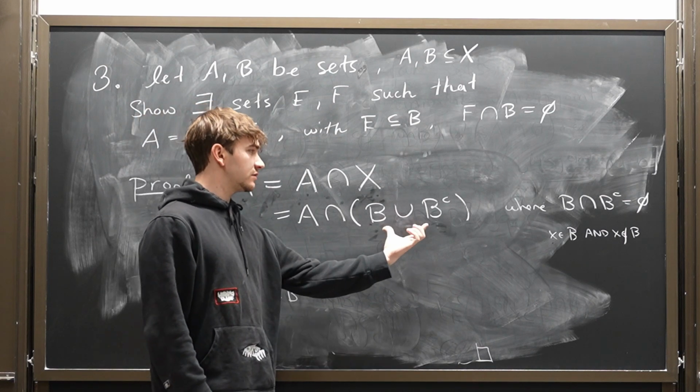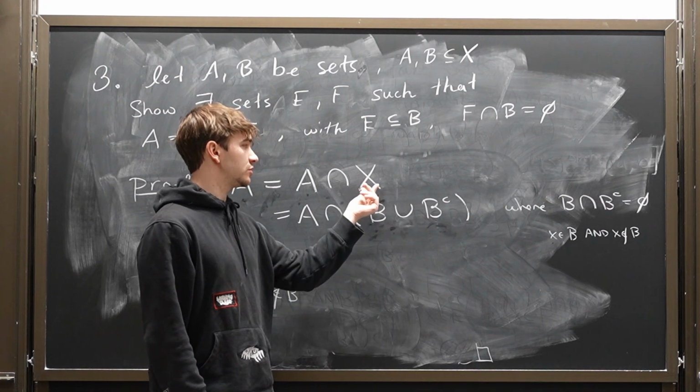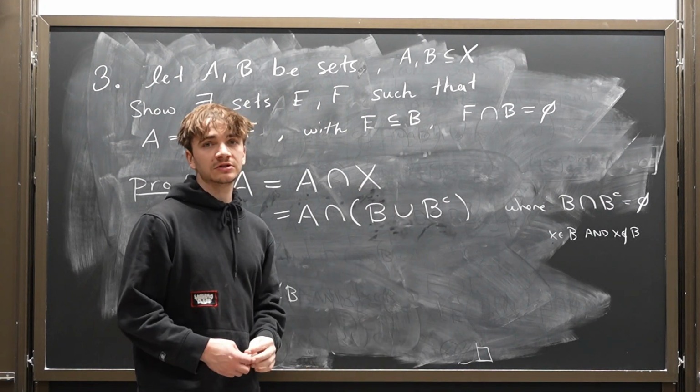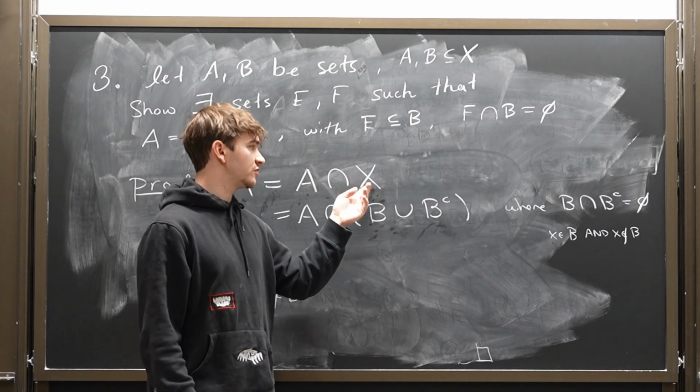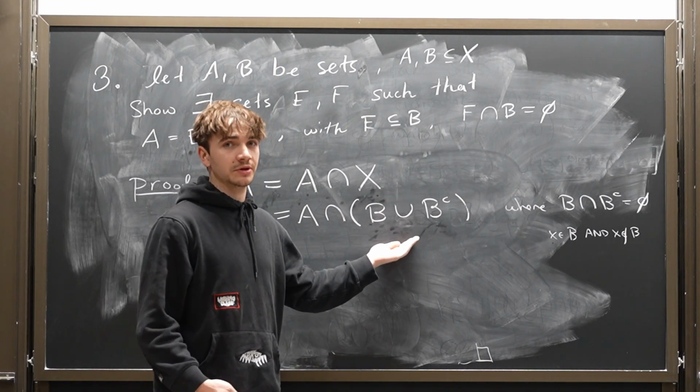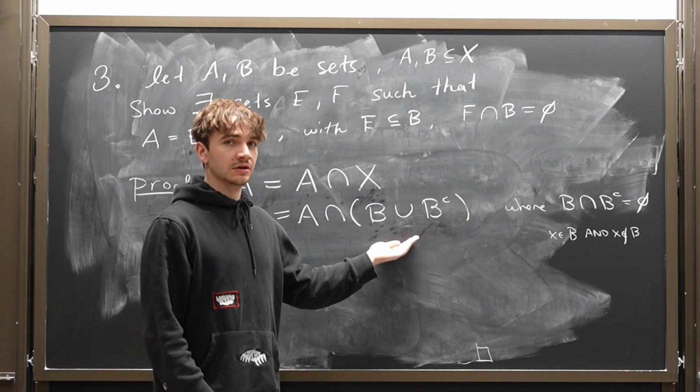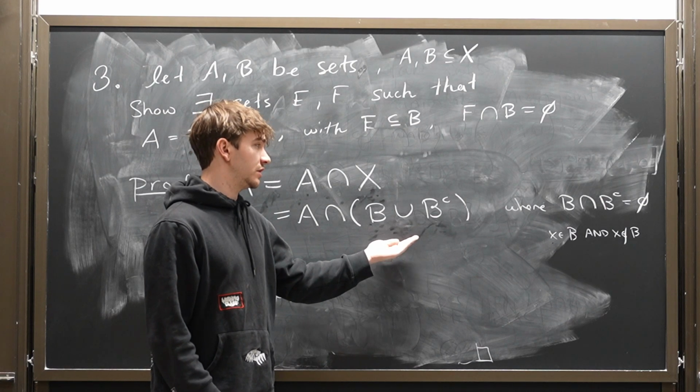Another term is that this disjoint pair, their union is the total space X, and so we say that B and B complement form a partition of the space X, which is just fancy terminology for saying that they're disjoint sets whose union is the total space.